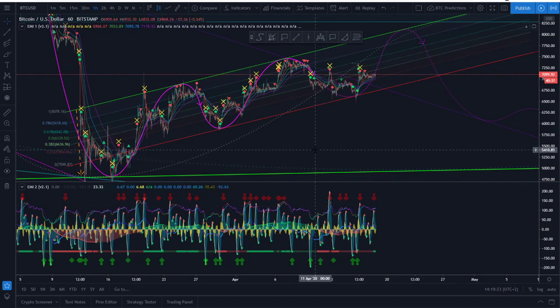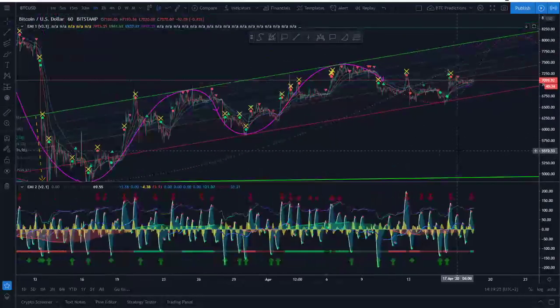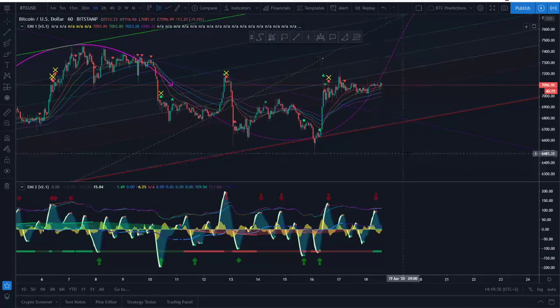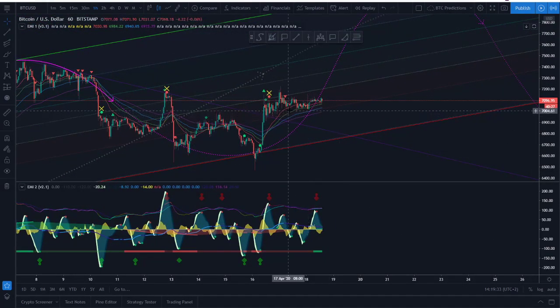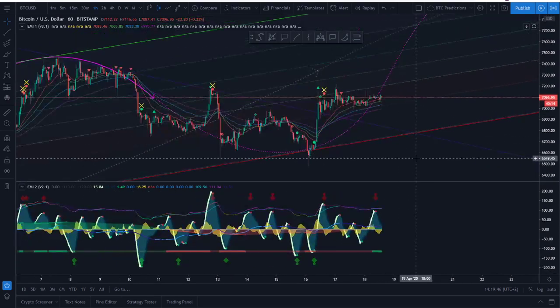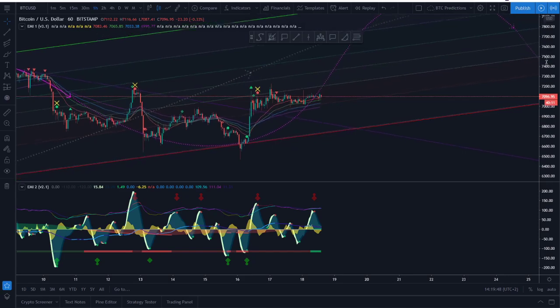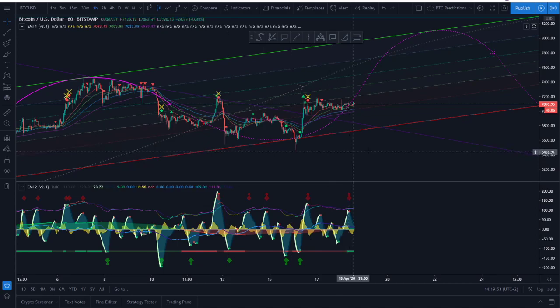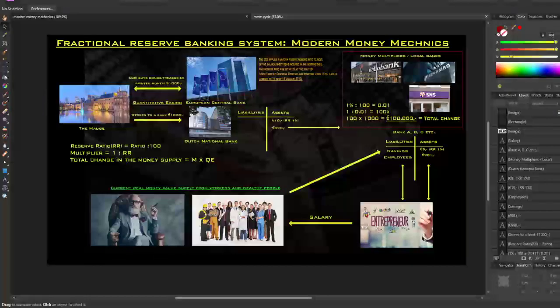So today we're gonna analyze Bitcoin USD as usual. Like I was talking about last night on the previous stream, I'm expecting some kind of move around, well, pretty much now. So we'll see. While we are waiting, I would also like to do some explanations about our fractional reserve banking system.